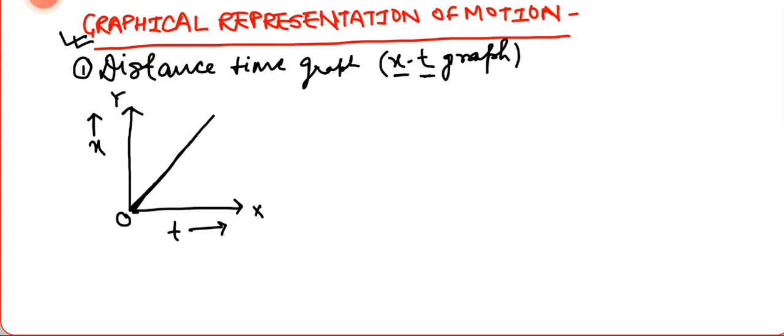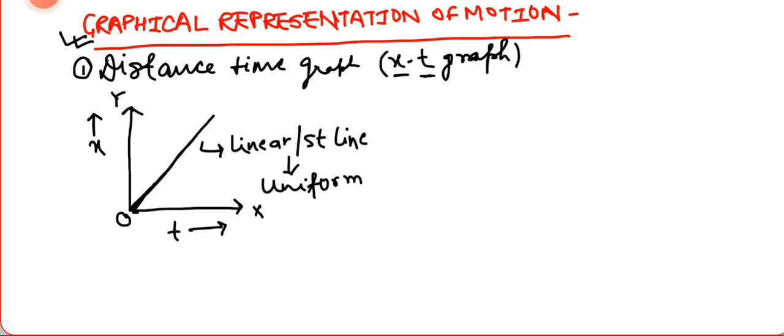The slope of the xt graph is a linear slope, or we can say it is a straight line. So a straight line represents uniform motion. And how will we find the speed of it? Now students, let us consider this final point is at A, and on the time axis let us consider it is at B.